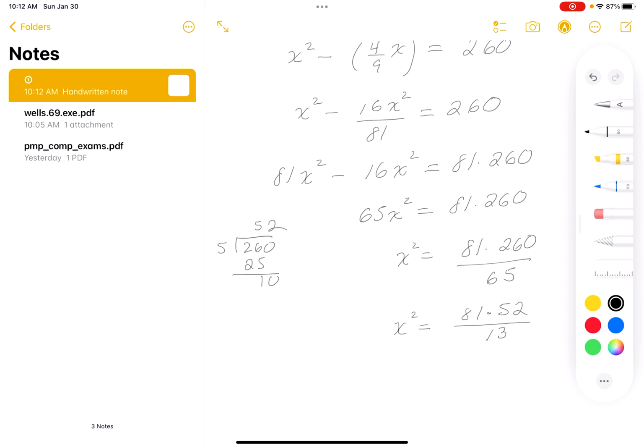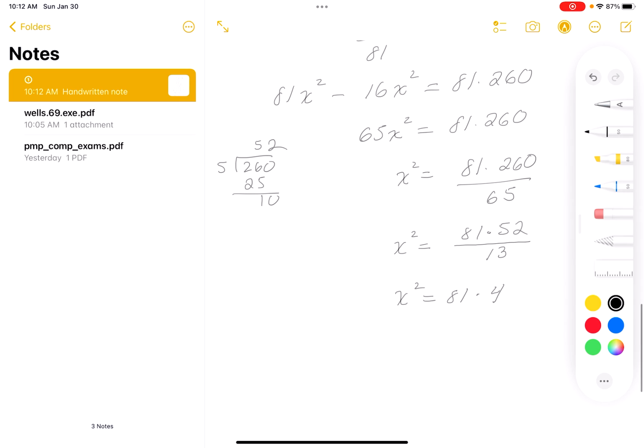Oh boy, it's going to get tough. x squared equals 81 and 52 divided by 13 is 4, right? Let's see, 40, yeah, 4. That's not bad. Gee, x turns out to be a really simple number. Plus or minus the square root of 81, which is 9, times the square root of 4, which is 2. So what's x equal to? Plus or minus 18. All right?